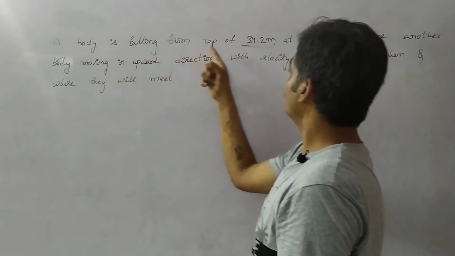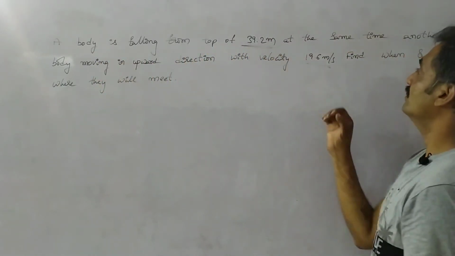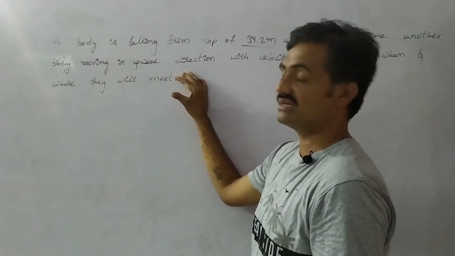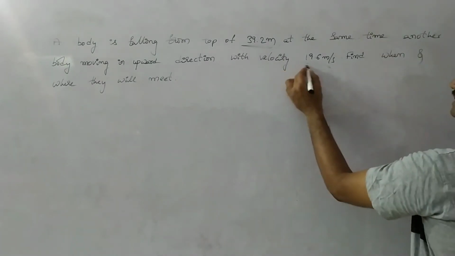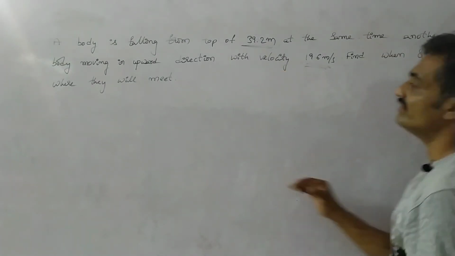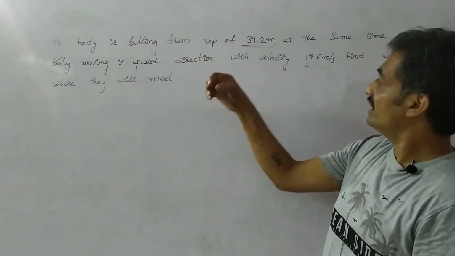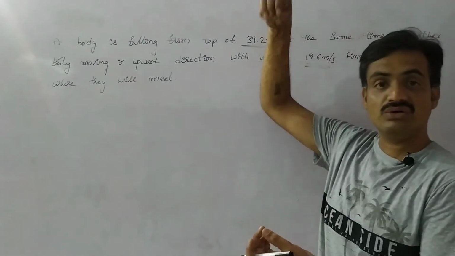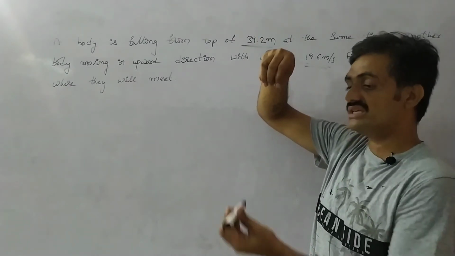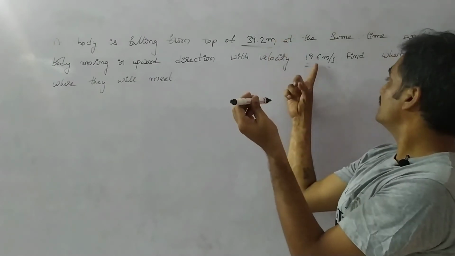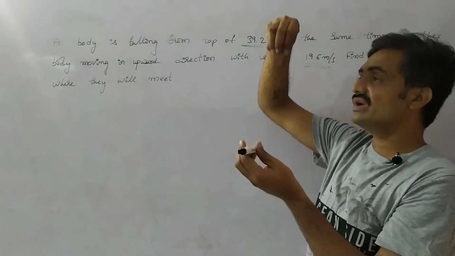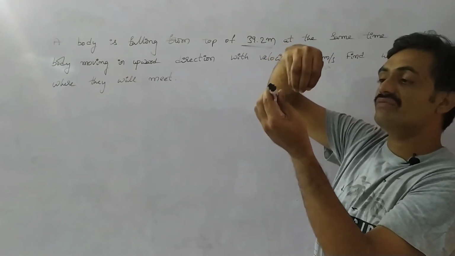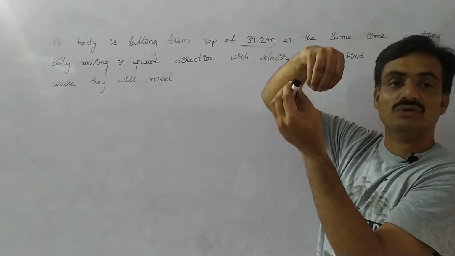The body is falling from the top of 39.2 meters. At the same time, another body is moving in the upward direction with velocity 19.6 meters per second. Find when and where they will meet. Observe that a body is being projected in the downward direction from a height of 39.2 meters, and another body is being projected in the upward direction with a velocity of 19.6 meters per second. As these two bodies are moving in the upward and downward direction, we have to find when and where these two bodies are going to meet.